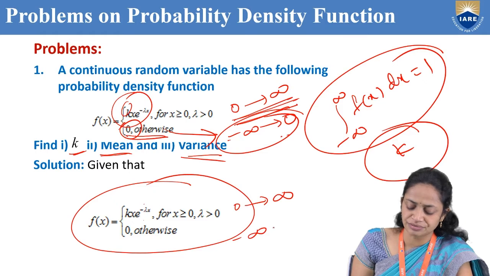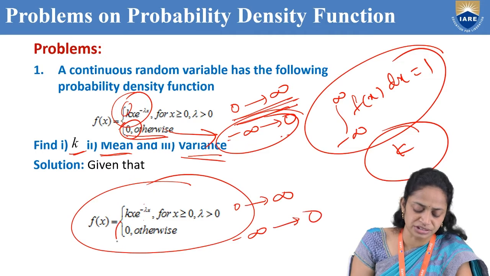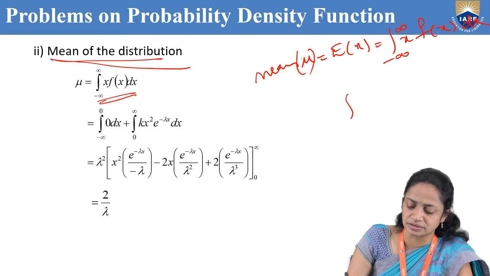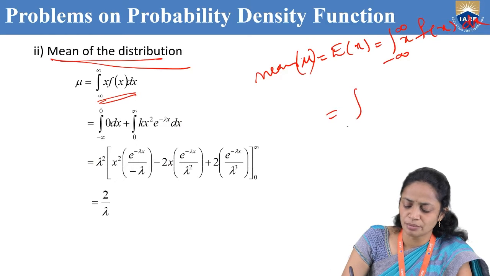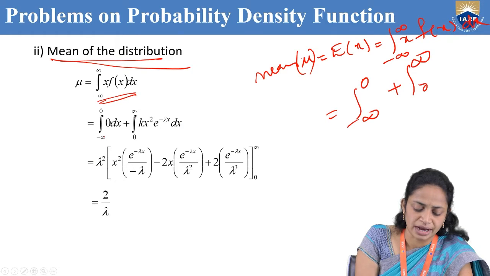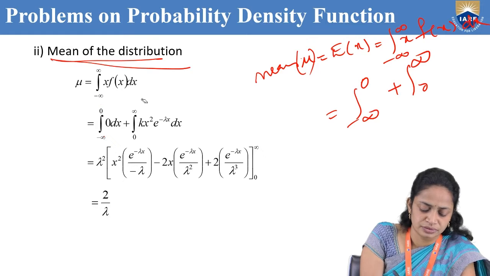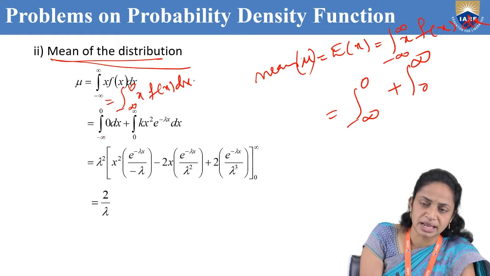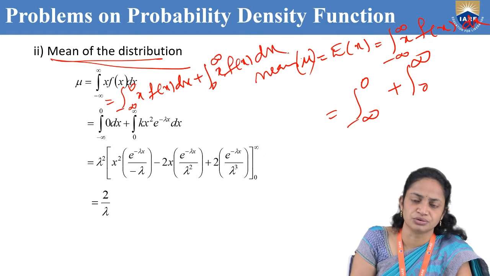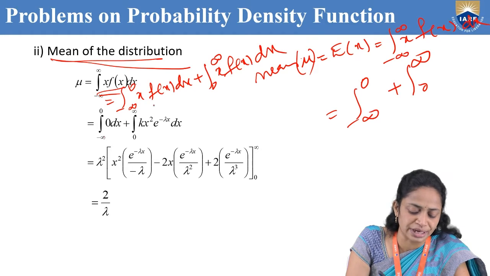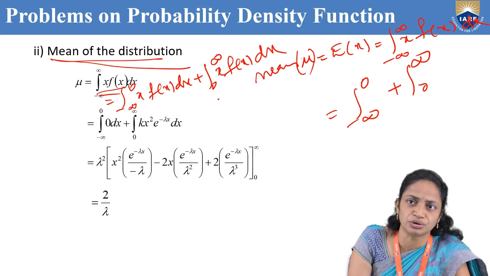So in the minus infinity to 0 case, the function will be 0. That's why we are splitting the limits into minus infinity to 0 and 0 to infinity: integral from minus infinity to 0 of x f of x dx plus integral from 0 to infinity of x f of x dx. So this is our function.